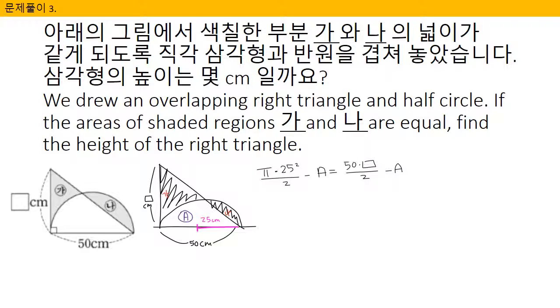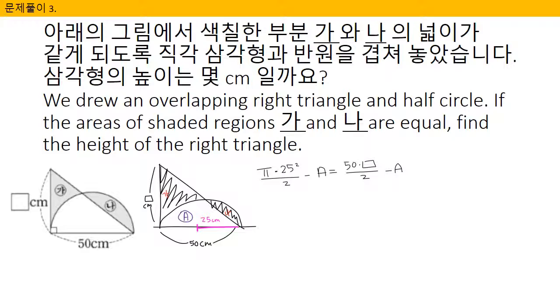But anyways, the reason why the area of 나 on the left side is pi times 25 squared over 2 minus A is that if we were to calculate the area of a whole circle, so if this wasn't a half circle, we would use A equals pi r squared. So we did that on top, and we just divided this by 2 since we only have a half circle. We subtracted A from all of this because A is not shaded in.